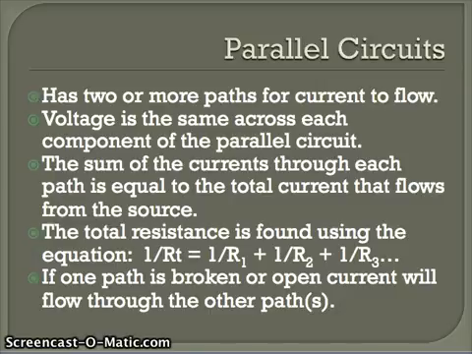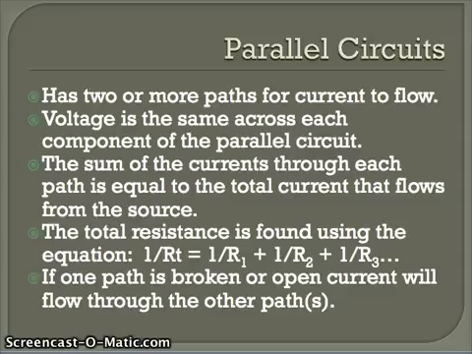The current is also a little different. The current is the sum of the currents through each path to make the total current. Again, the total current is the sum of the currents through each path. The total resistance is found by the inverse of the sum of the inverses of all the individual resistances. That's a little complicated.